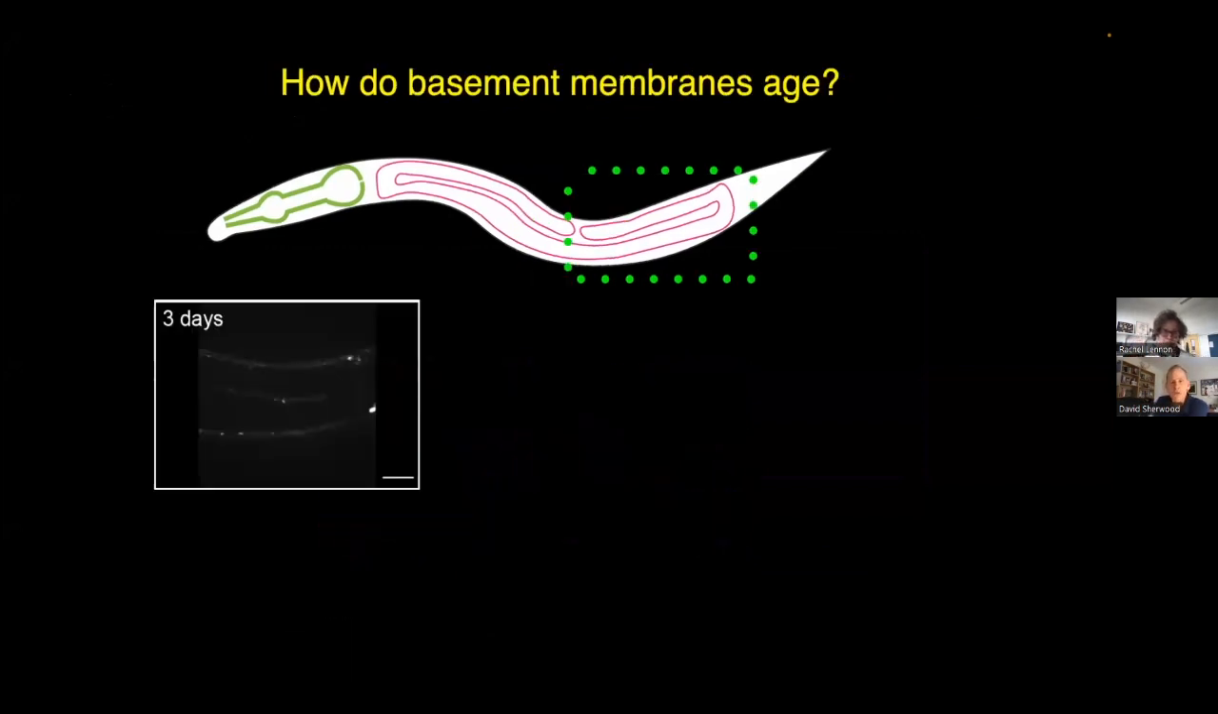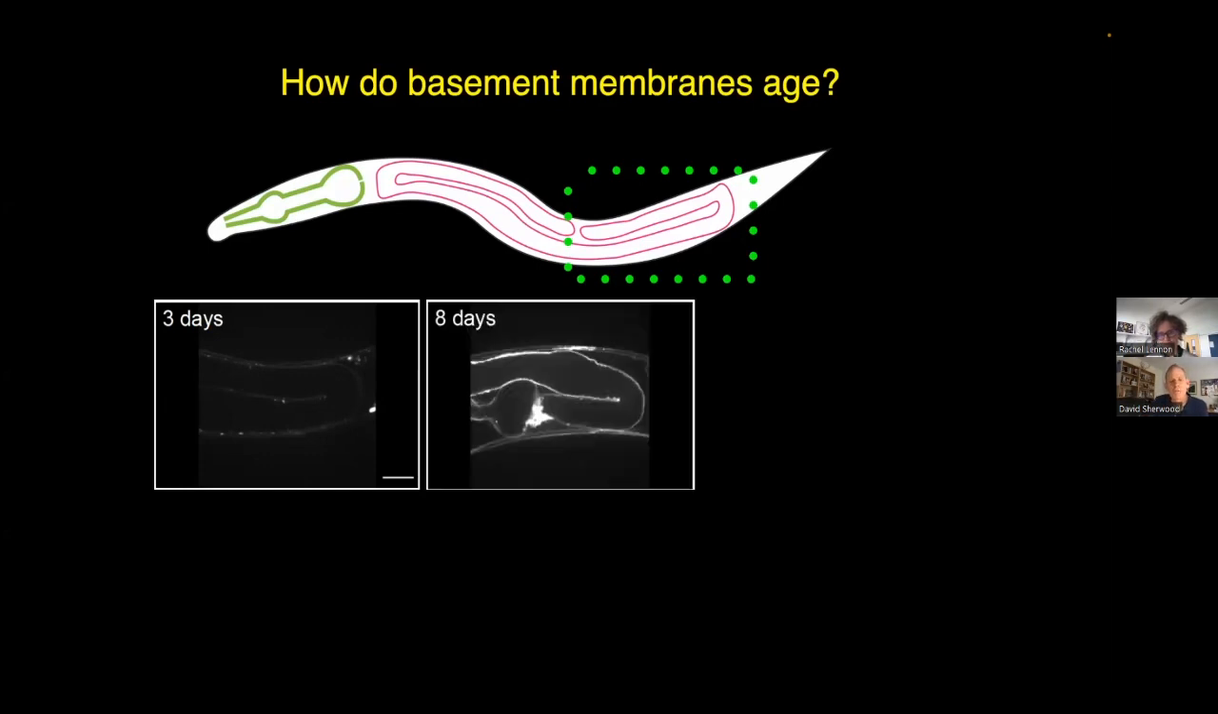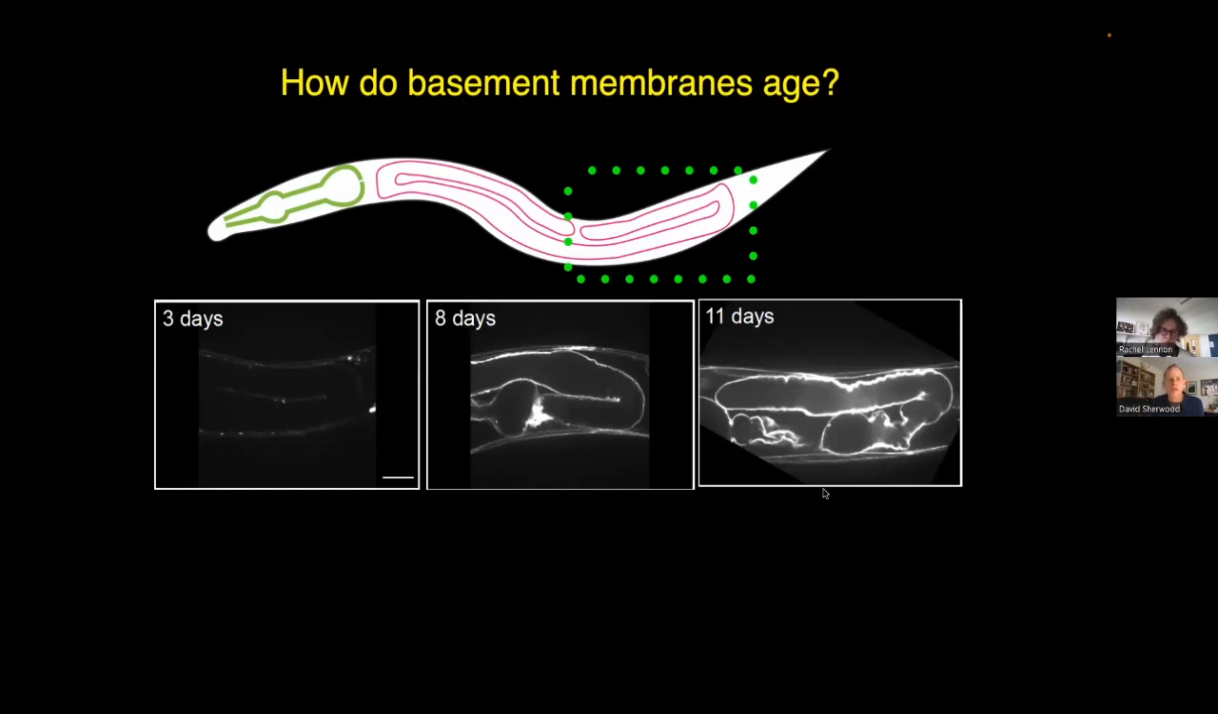And C. elegans also age very rapidly. They only live for about 2 weeks, and their basement membranes age just like ours. This is a knock-in of type 4 collagen, a core component of basement membranes. And just like our tissues, type 4 collagen builds up dramatically on tissues over time, compromising tissue function. So we can examine how this occurs.